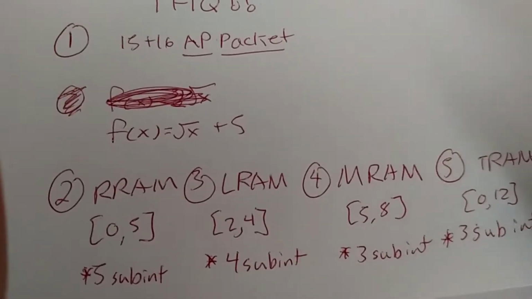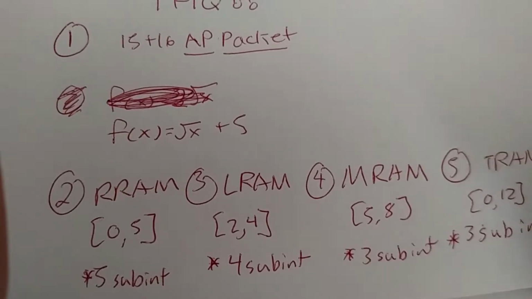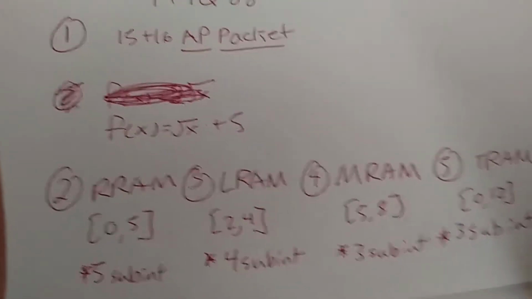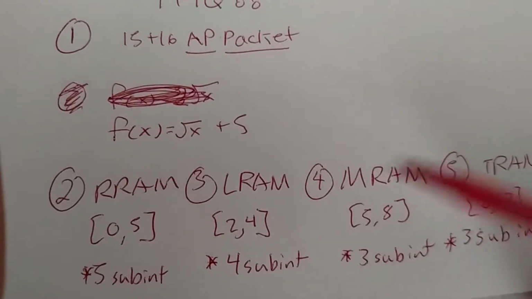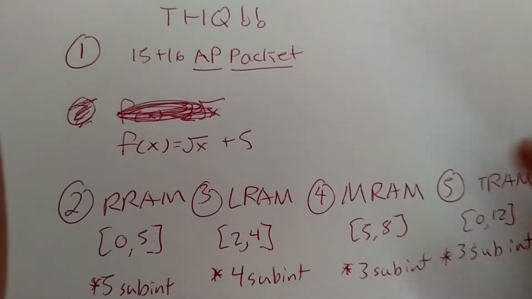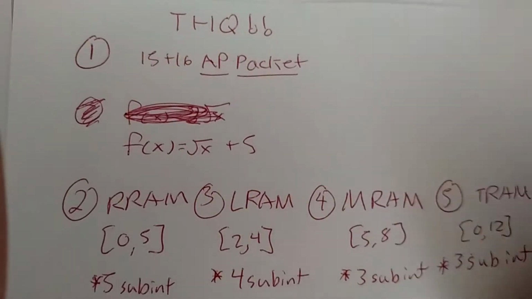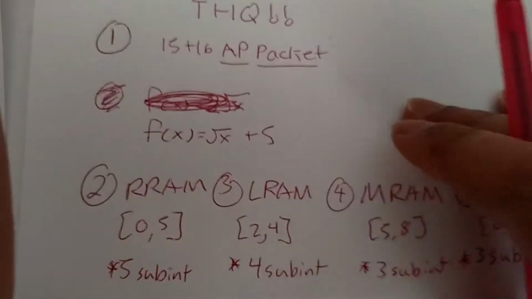If you like tables, I'm not using tables. I'm using the regular notation. I don't like the tables, and I'm not using those crazy formulas either. We're just basically finding the area, base times height, or whatever it is. So let's start with number 2, RRAM.